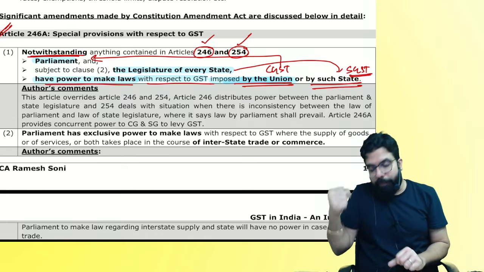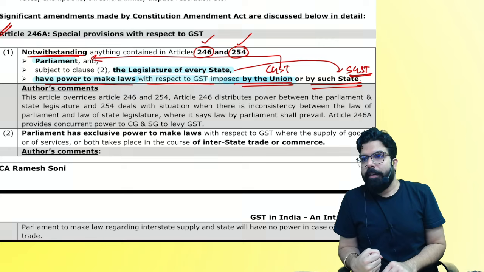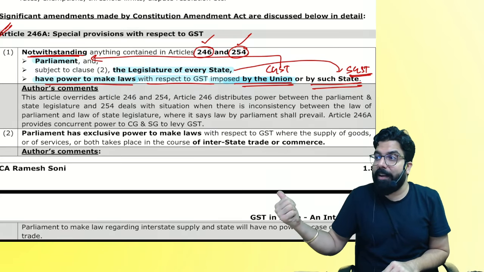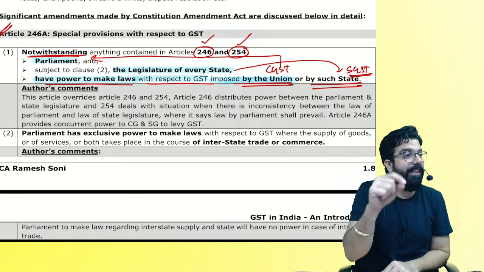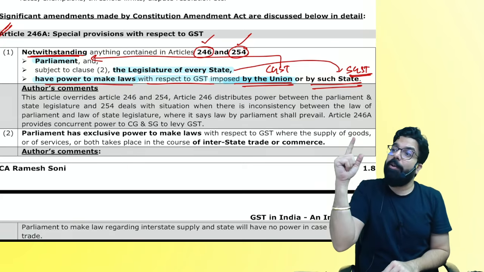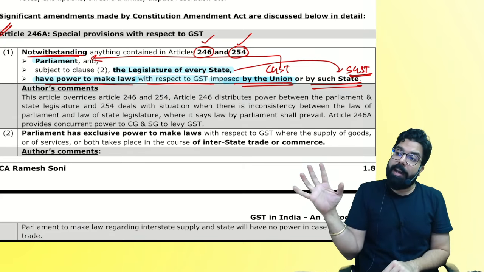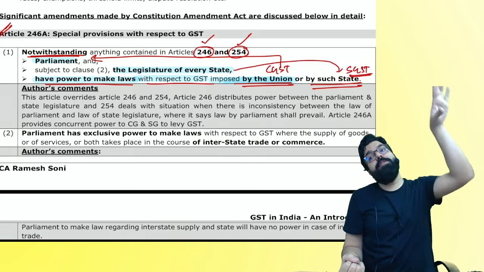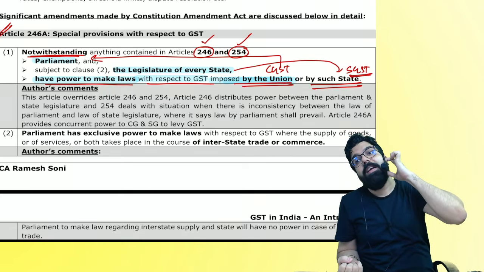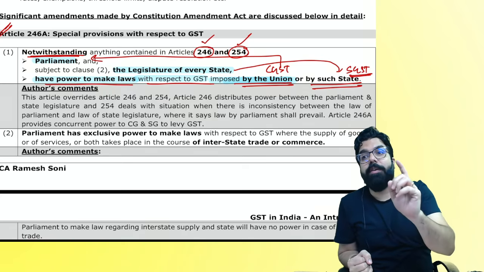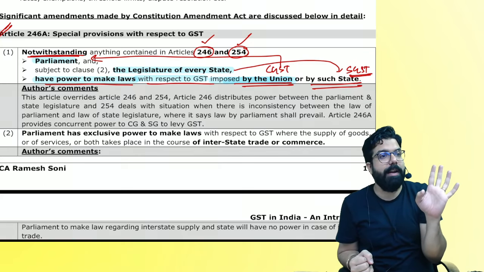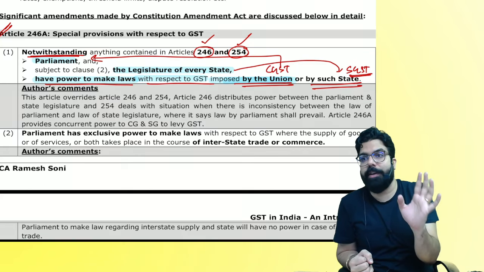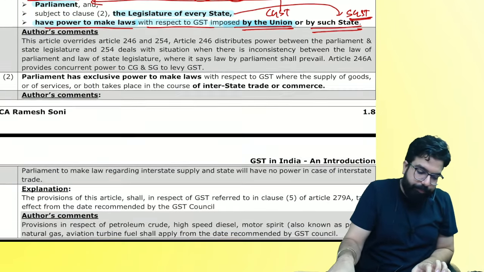So tell me one thing, for Karnataka, the Karnataka state legislature will make the law, the Karnataka SGST Act. For Tamil Nadu, the Tamil Nadu state government will make the Tamil Nadu SGST Act. And for CGST, Parliament will make law. Are we clear, everyone? Is my point clear to all? Can we go ahead? Next.